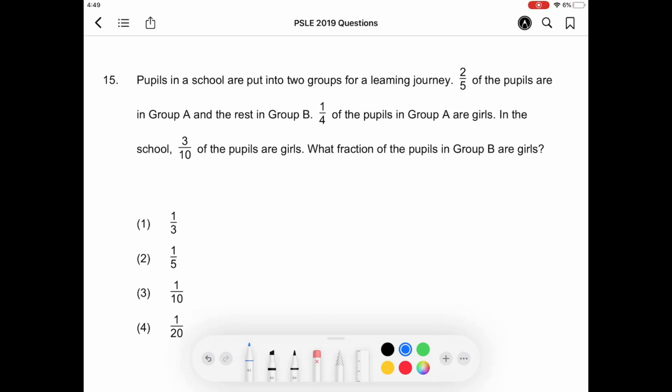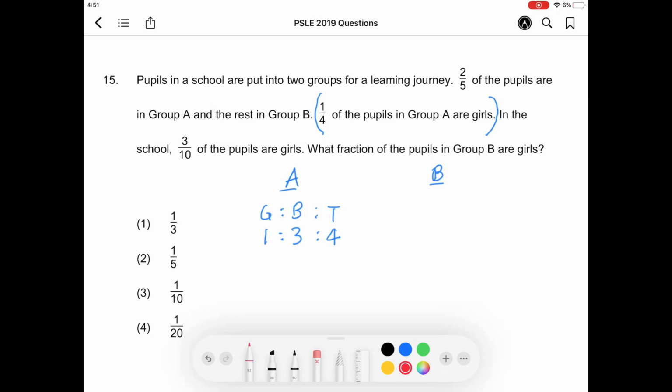So first, I'm going to do this. So we have group A, group B. Based on this statement here, 1/4 of the pupils in group A are girls. So I'm going to have a ratio. Girls to boys, we have 1 to 3. And the total number of pupils in group A is 4 units.